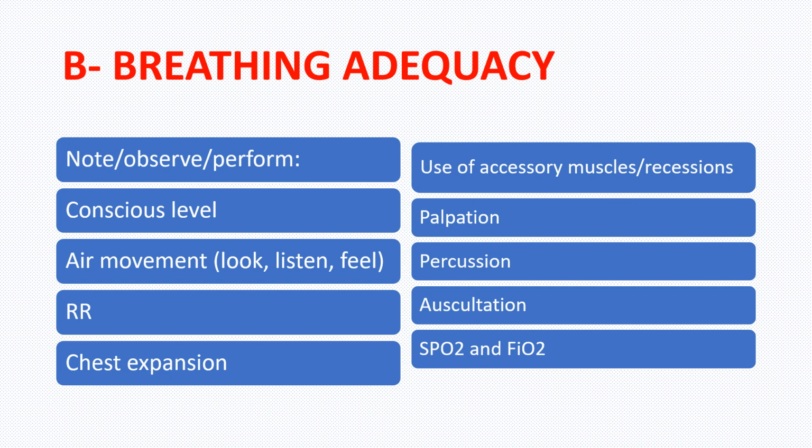Ensure that you have attached the child to an SpO2 sensor to assess your SpO2 and also your FiO2. Also, recognize the signs of respiratory distress, for example, increased work of breathing, nasal flaring, use of accessory muscles, and respiratory failure or signs of impending respiratory failure.